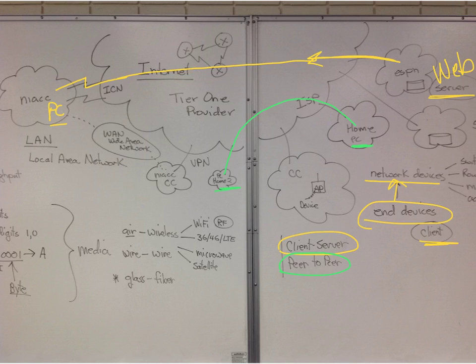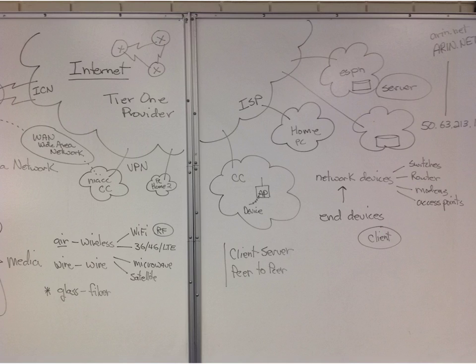We talked about most of this. Let's move on to the next slide. So, we have end devices that connect into a network through networking devices: switches, routers, modems, access points. These things move the traffic through the network.